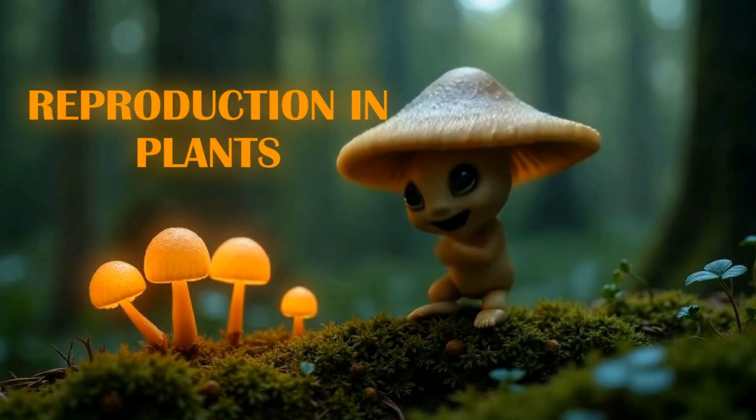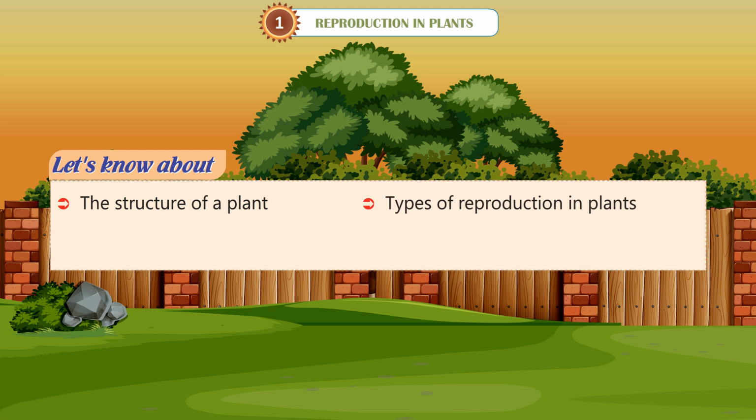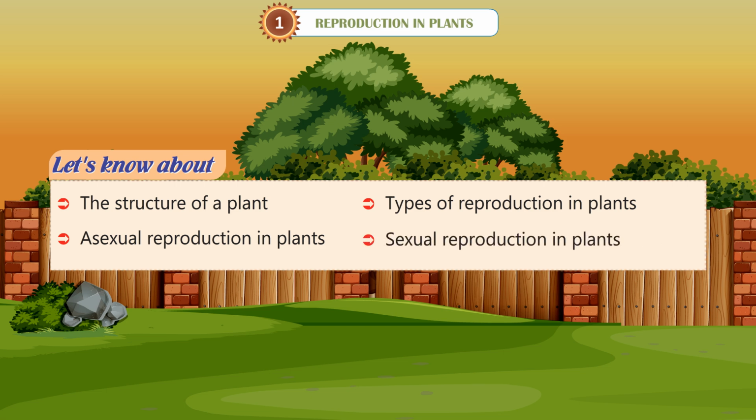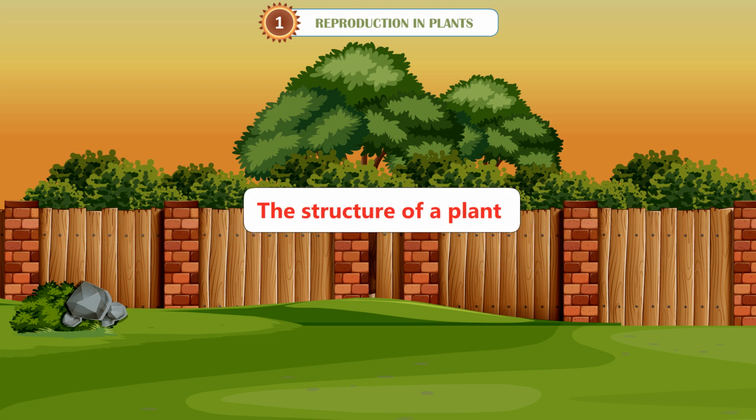Reproduction in plants. Let's know about the structure of a plant. Types of reproduction in plants. Asexual reproduction in plants. Sexual reproduction in plants. Seed structure. Germination of seeds. Seed dispersal.